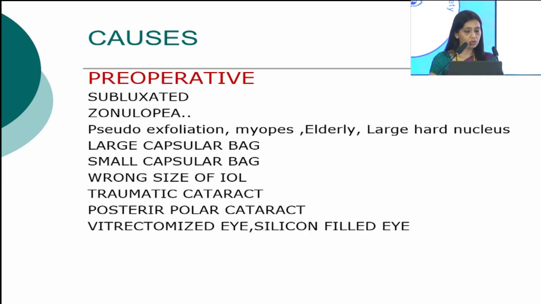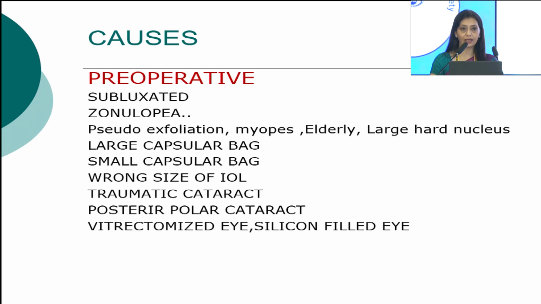So to understand why we get a decentered IOL, the causes can be preoperative or operative. The preoperative causes can be a subluxated cataract when we have zonulopathy, or in all the cases of pseudoexfoliation, high myopes, elderly people when we deal with large hard nucleuses, or if the capsular bag is either too large or too small. A wrong size of IOL also causes a decentered IOL sometimes.